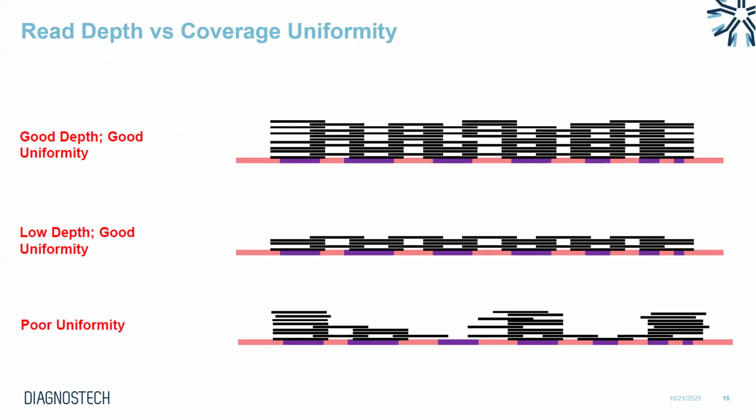As I just said, poor uniformity will lead to poor read depth in some regions. Therefore, the average read depth is not always the best metric to assess assay performance, as it doesn't give you an indication of areas with poor sequencing depth.